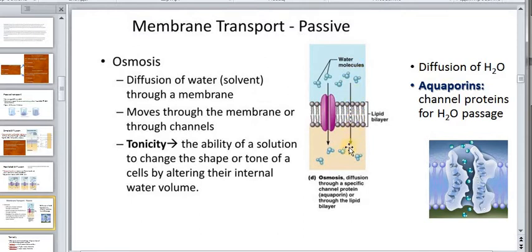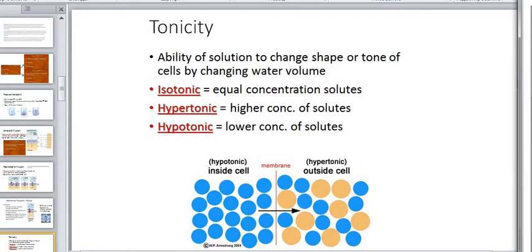How you see, even through the lipid bilayer. Here we need to discuss the issue of tonicity of the environment. Tonicity is the ability of a solution to change the shape or tone of cells by changing the water volume inside. So we can divide liquids into isotonic, hypertonic, and hypotonic. Isotonic means equal concentration of solutes, hypertonic means a high concentration of solutes, and hypotonic means a lower concentration of solutes.